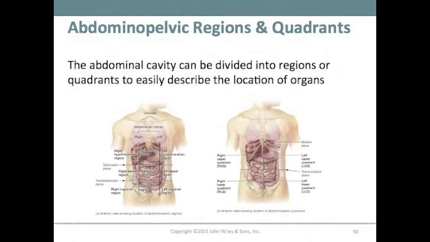Yeah, and now I'm lecturing from page 22. And you can see the abdominal cavity can be divided into regions or quadrants to easily describe the location of organs. So basically, it divides the abdominal cavity into 9 regions. There you have 4 different quadrants there, because quad is 4. But this shows you all of their names and then the organs that they house.